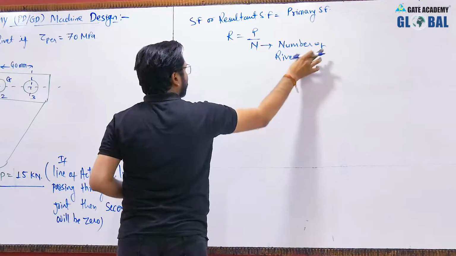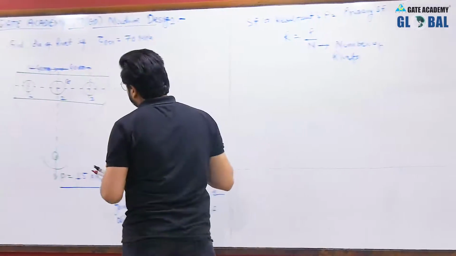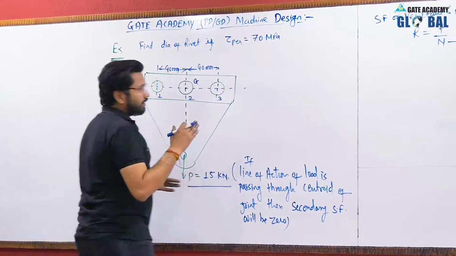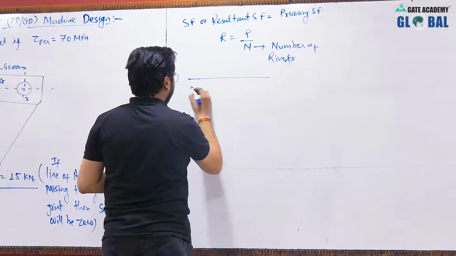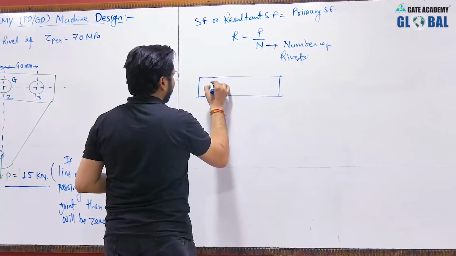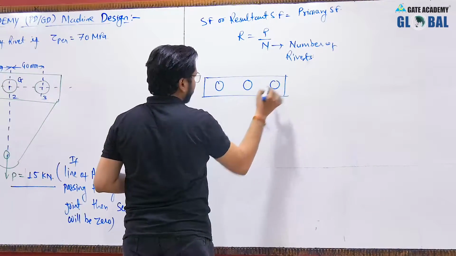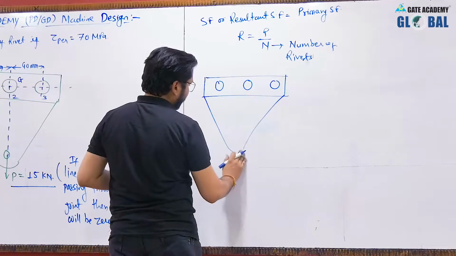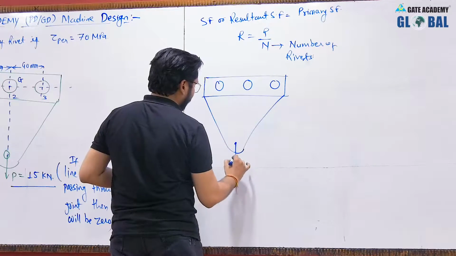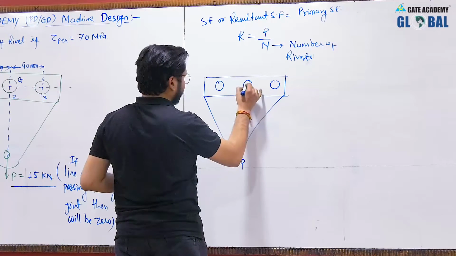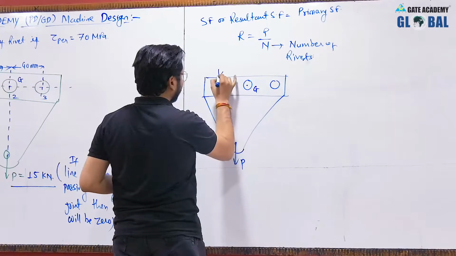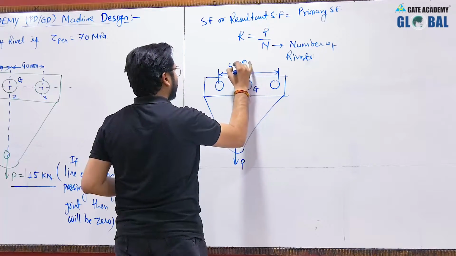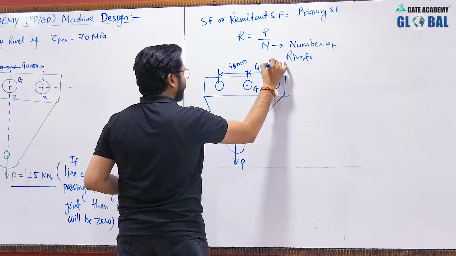Okay, rivets. Also, it may be possible that the load is acting at a certain distance with respect to the centroid. So there may be another case like this. If you have a bracket like this and you are applying loads P. Now this is the centroid of the joint. Let us say this is 40 mm. This is again 40 mm.